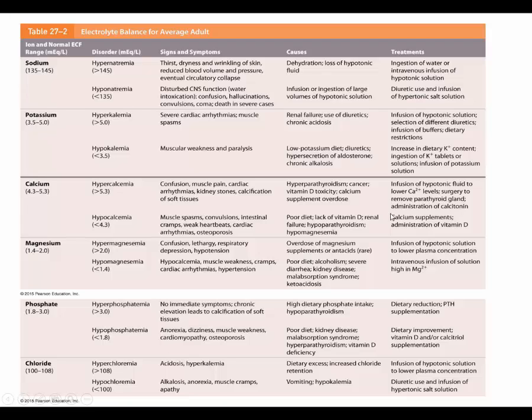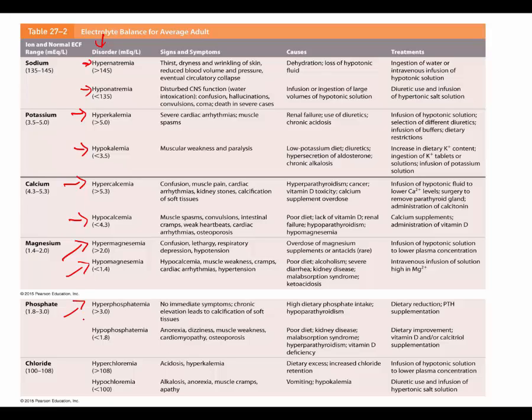All right, so first of all, I don't want you to memorize all of these normal values. Please don't memorize the normal values. Do know these words. High sodium is called hypernatremia. Low sodium is called hyponatremia. High potassium is called hyperkalemia. Low potassium is called hypokalemia. High calcium is called hypercalcemia. Low calcium is called hypocalcemia. High magnesium is called hypermagnesemia. Low magnesium is called hypomagnesemia.